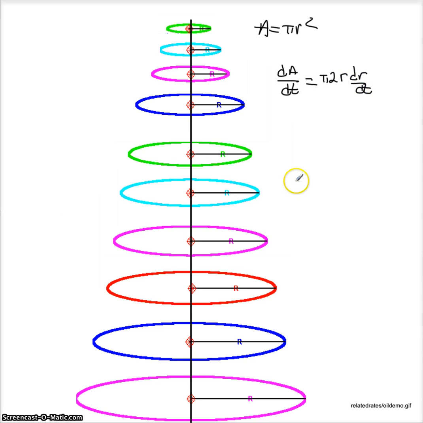So basically what we're doing is finding how the change in area is related to the change in radius. So for this example, dA/dt is 2 pi r dr/dt. So that's how we're going to do all of our related rates problems.